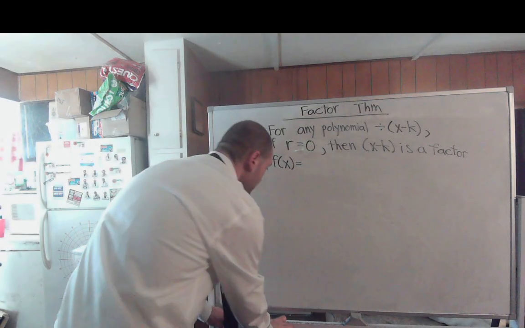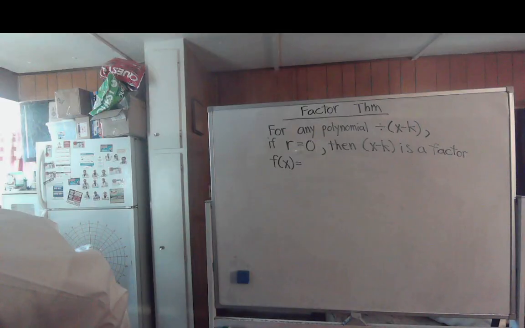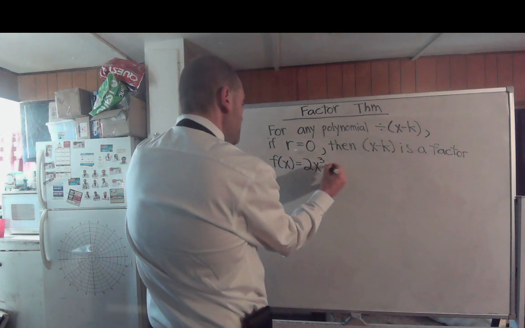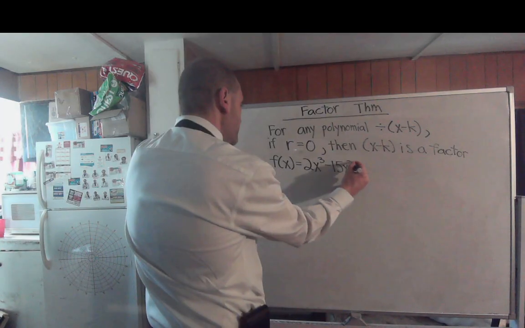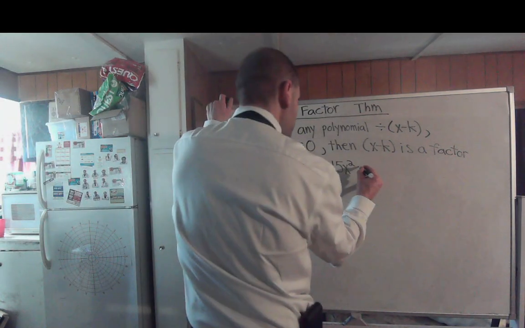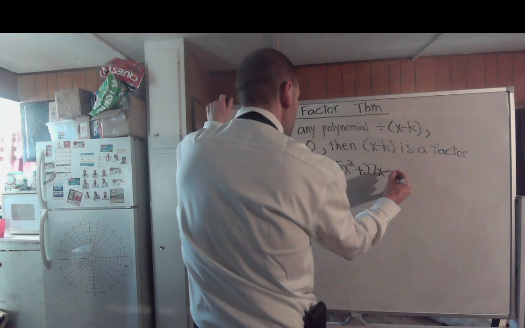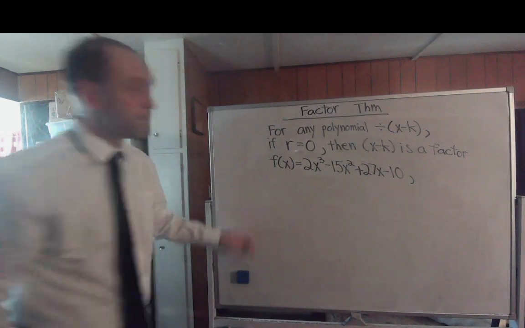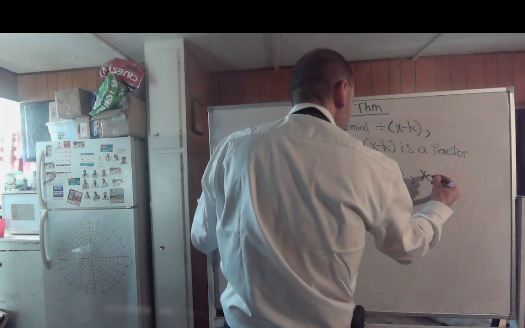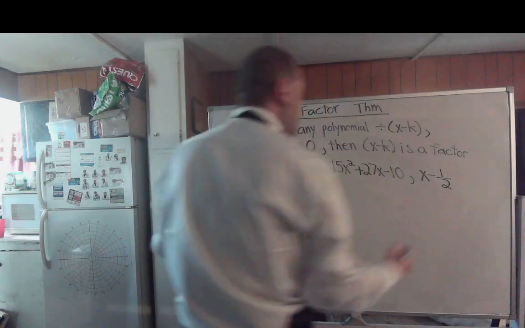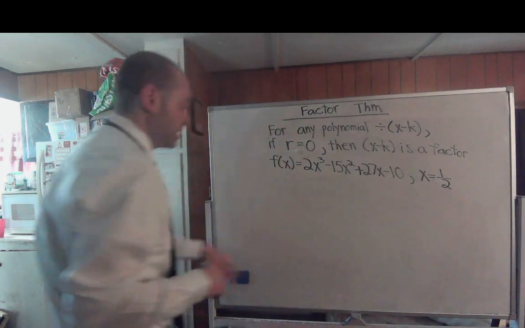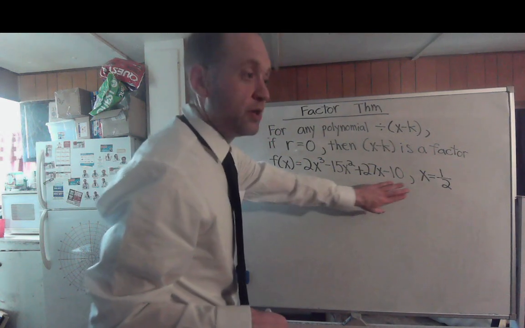All right, so let's say f of x equals 2x to the third minus 15x squared plus 27x minus 10. They're giving us an x value of 1/2. X equals 1/2, excuse me. So we have x equals 1/2. So we're going to take this entire polynomial, divide it by 1/2.